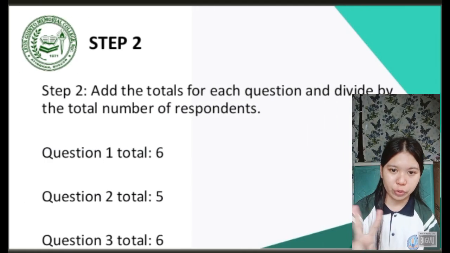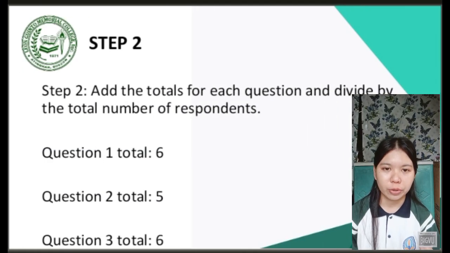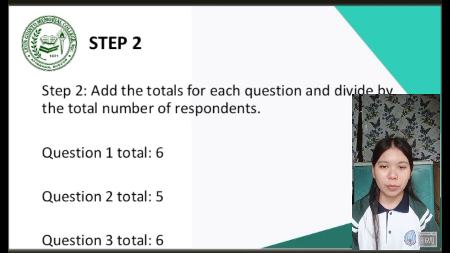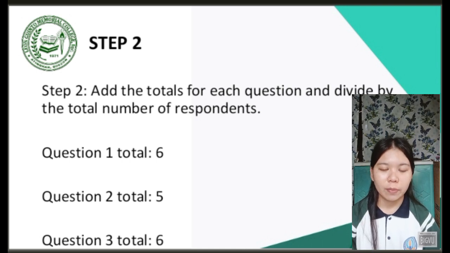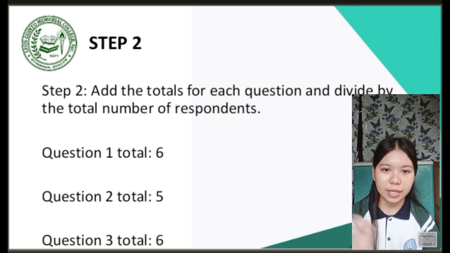So for step 2, you have to add the totals for each question and divide it by the total number of respondents. For question number 1, the total is 6. For question number 2, the total is 5. For question number 3, the total is 6.